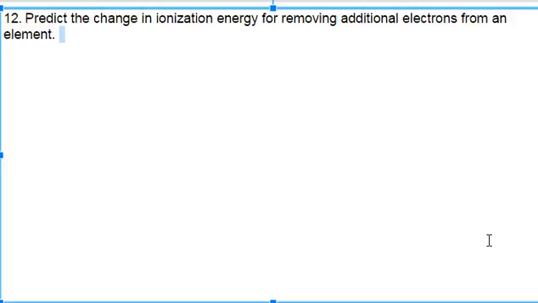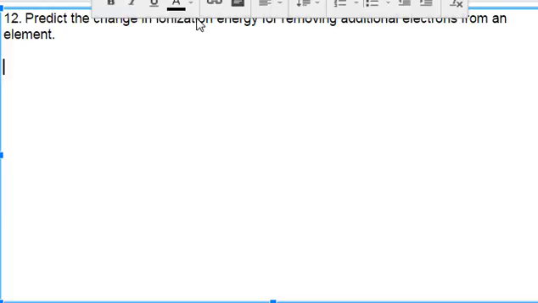Number 12, predict the change in ionization energy from removing additional electrons from an element. This came up on your worksheet. And this isn't a big deal, but this is one that I think makes sense. If you take one electron away, do you think it's going to be easier or harder to take the next electron?